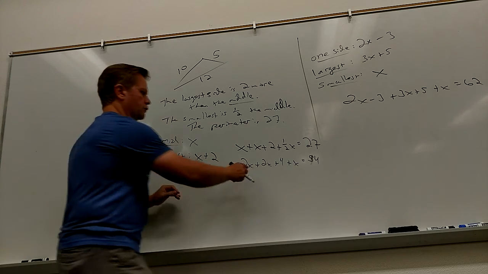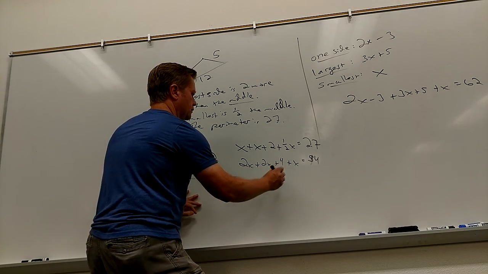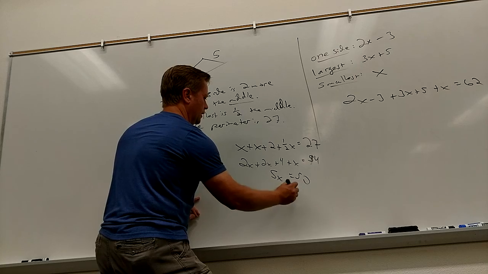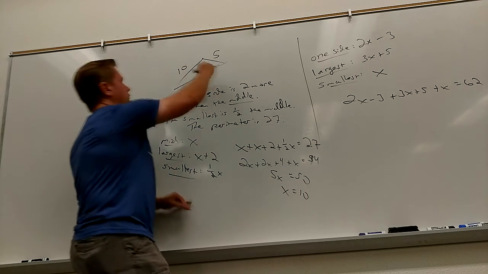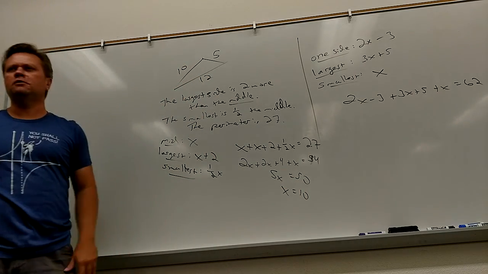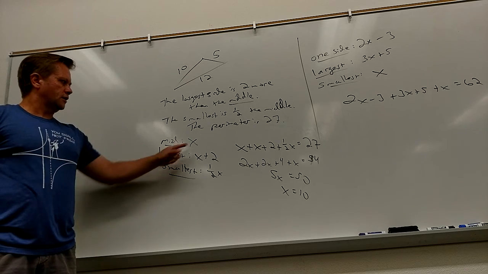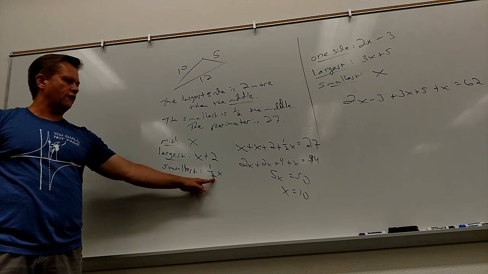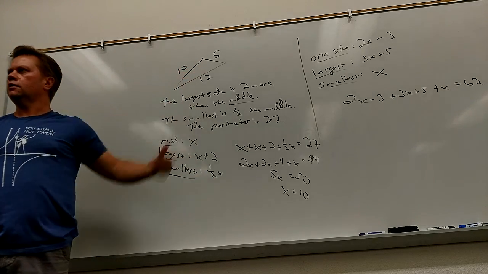And now let's solve it real quick. For 5x, subtract 4, I get 5x is 50, so I get x is 10. Of course I get x is 10. I mean, we made the thing, didn't we? X is 10, largest is 12, half x is 5. We get that. Yeah, there you go.